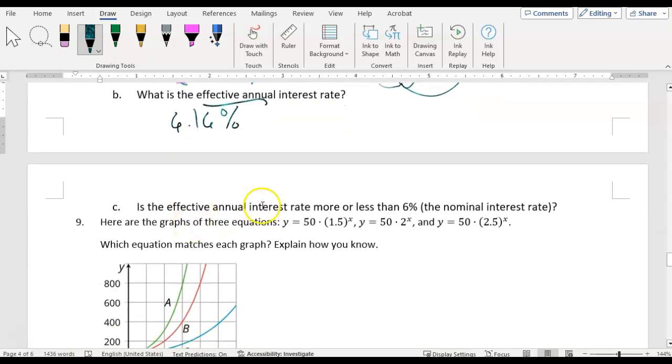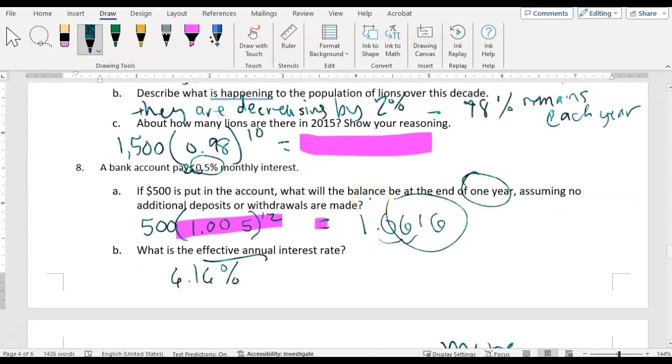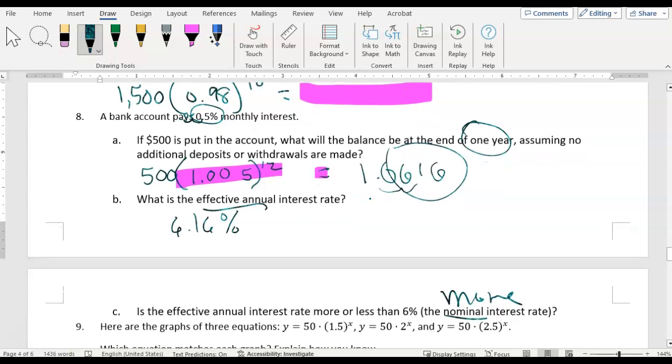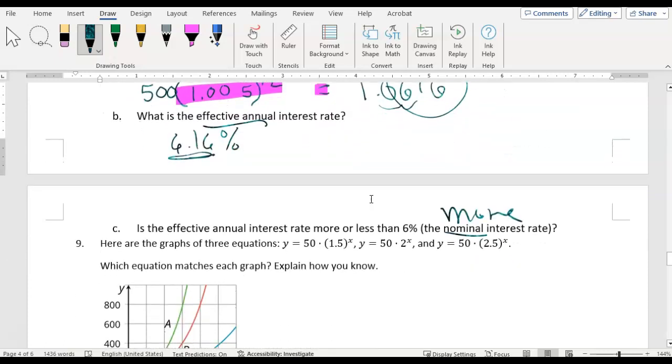It says, is the effective annual interest rate more or less than 6%? So it is more, right? The nominal interest rate would be if we got that 0.5% every month for a year, we would get approximately 6%. But because it is compounding, it's going to be more than that nominal interest rate.